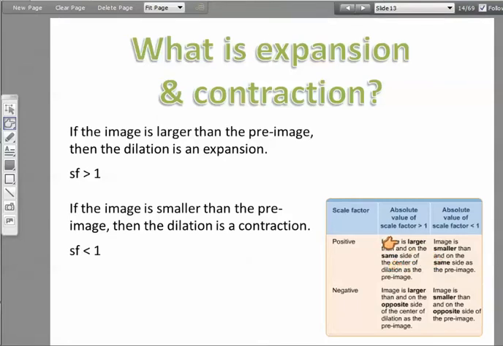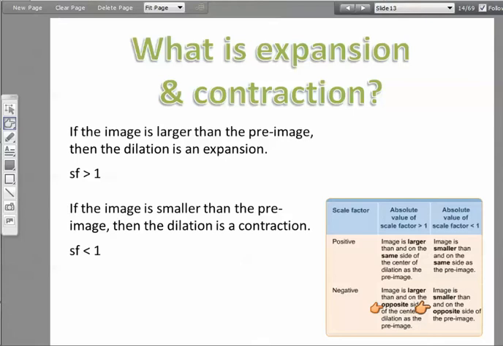Greater than 1 is larger, less than 1 is smaller. Okay, now watch what happens if it's negative. Your absolute value is still larger, your absolute value is still smaller, but if it's greater than 1 and negative, it's going to be on the opposite side of the center of dilation.